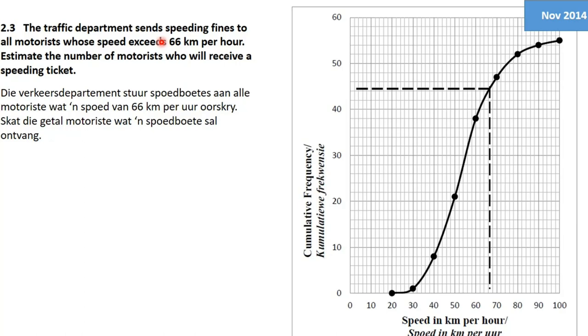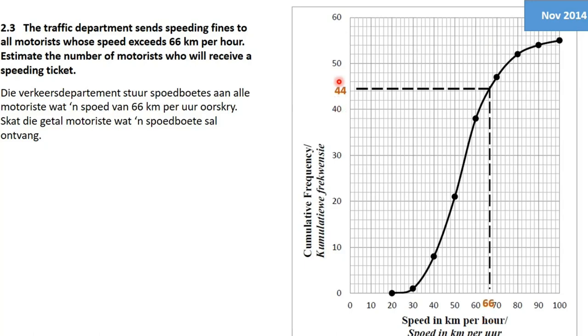That's one of the things that make mathematics difficult for lots of people. It's the language thing and all the reading. If they say estimate how many people will get a speeding fine because they are doing 66 kilometers per hour, then we go to 66 and we guess, we estimate, we approximate probably 44. But now it's more than 66. So it's from here to whatever that is, we will have to guess what that is.